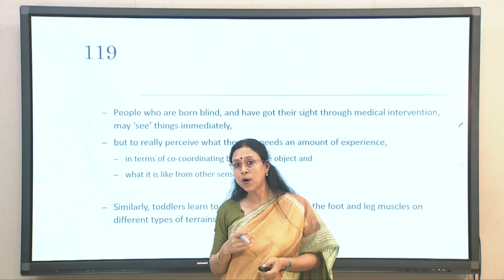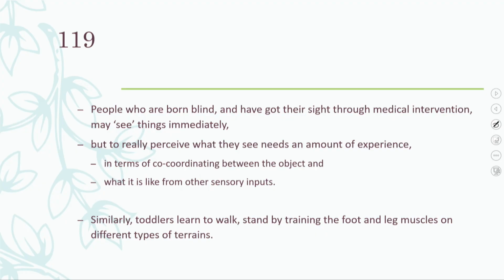So, people who are born blind and have got their sight through medical intervention may see things immediately, because the machine is now working, but to really perceive what they see, they need an amount of experience. So, the brain needs experience in the real world in order to be able to function. The machine is in place, but experience is what makes it see things as they are, in terms of coordinating between the object and what it is like from various other sensory inputs.